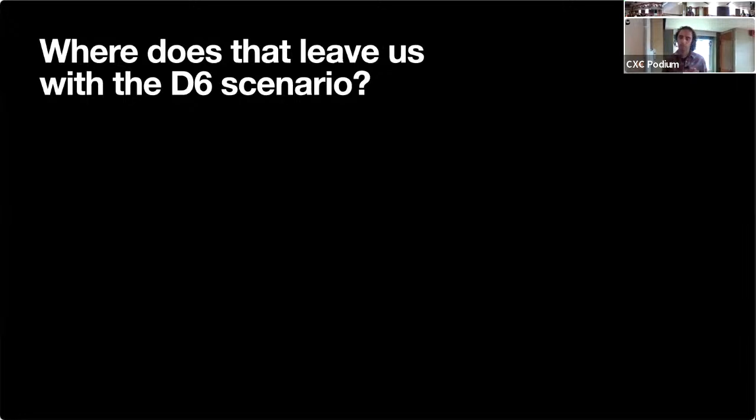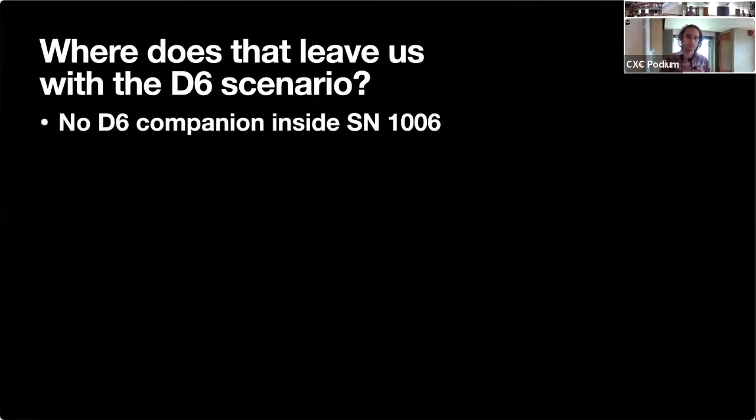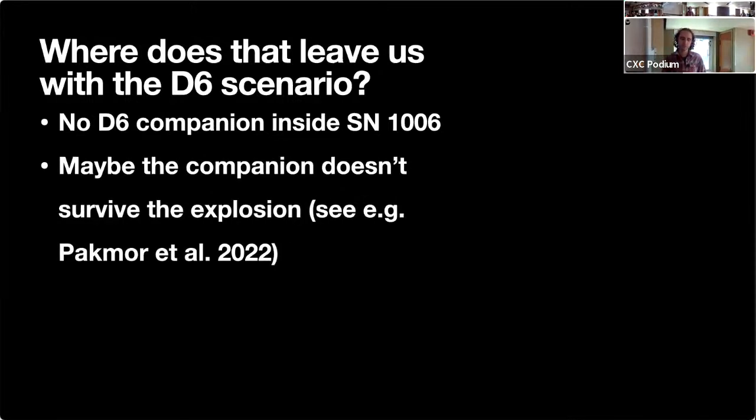So where does that leave us with the D6 scenario? Once again, we're pretty sure that there is no D6 companion inside SN1006, but maybe this is just a larger piece of the puzzle, and maybe this is something that we can accommodate. A recent result by Packmor et al. showed that in this double detonation scenario, it's possible that the secondary doesn't actually survive the explosion, and that would explain the absence of a companion in this remnant.